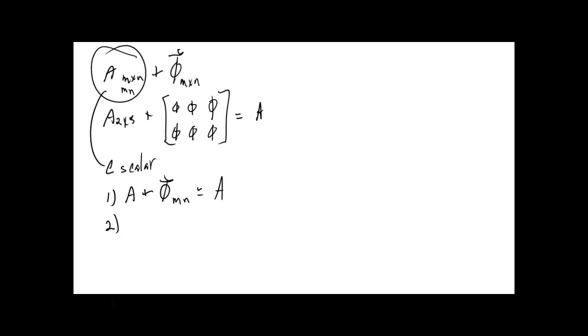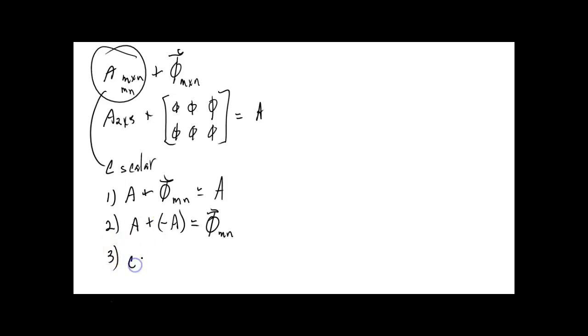Here's another one. If you add A to exactly the opposite of A, now what does that mean? Every element in A is negated. Every one. All six elements, or M times N elements, are negated. Whatever they were before, you just do the opposite of them. And when you add those two together, obviously you're going to get the zero matrix of size MN. And then the third one.